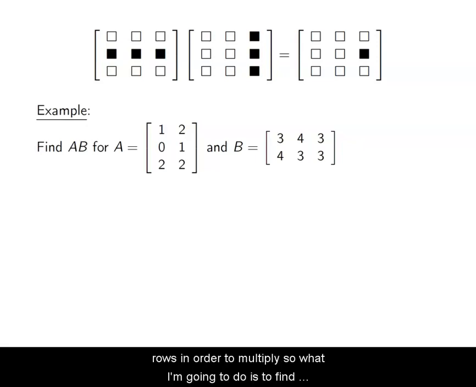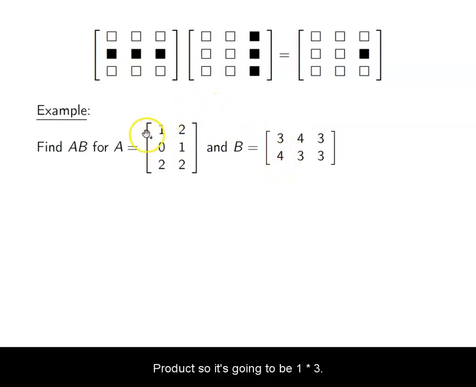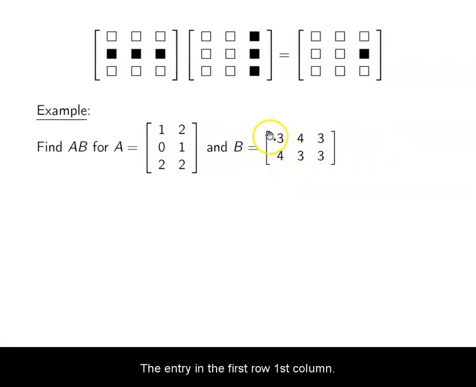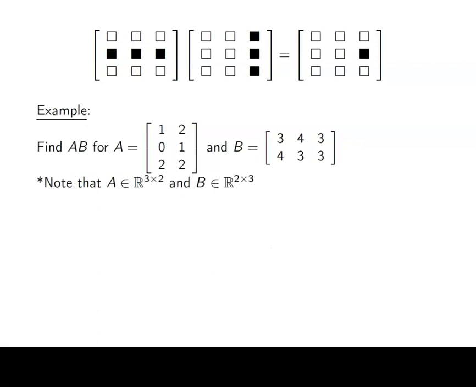So to find the first entry in the product, I take this first row vector and this first column vector and I find their dot product. So that's going to be 1 times 3 plus 2 times 4. That'll give me the first entry, right? The entry in the first row, first column for the product.